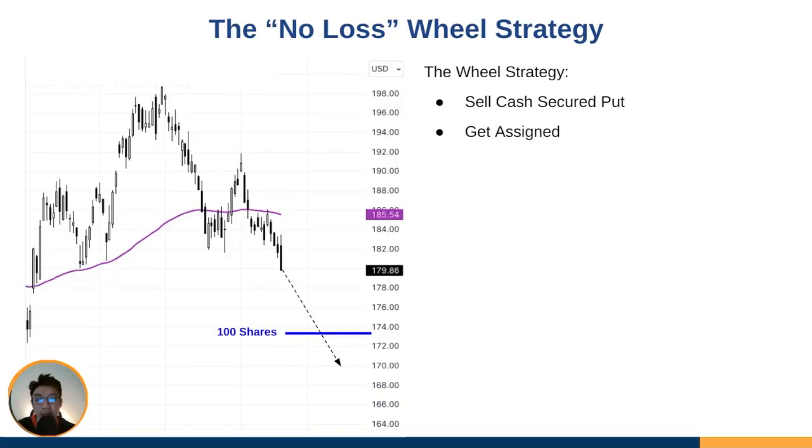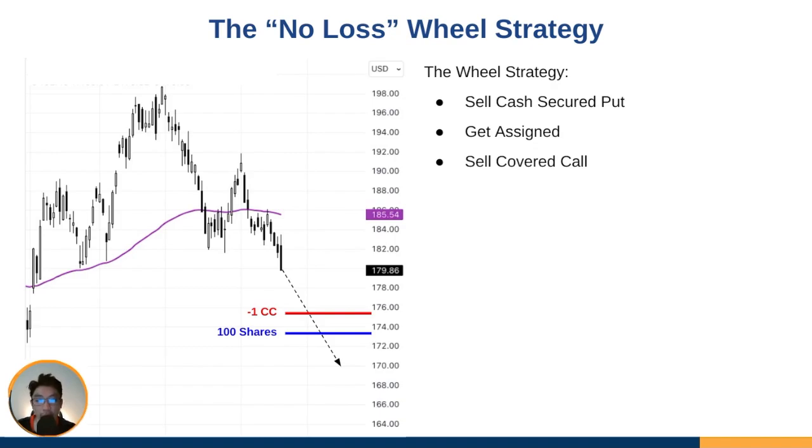Now, the next step is to get assigned, like I mentioned, right? If you're not assigned, you just have to sell the cash secured put over and over again until you get assigned. Whenever you sell the cash secured put, you get some premium, all right? So once you're assigned, the next step is to sell a covered call.